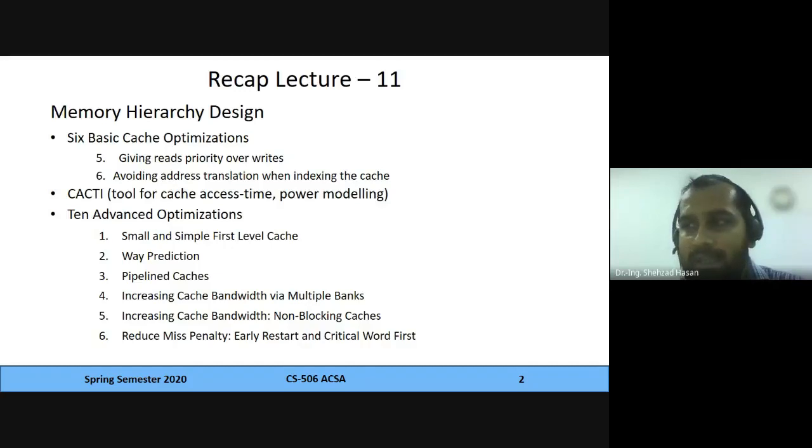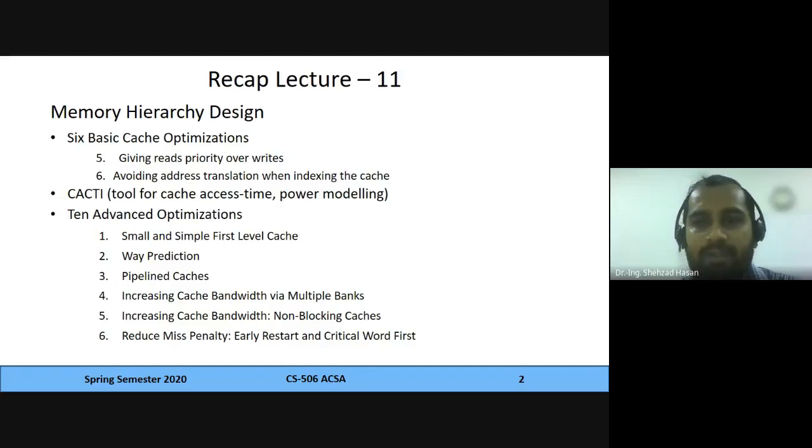Then we looked at the advanced optimizations, and there are 10 advanced optimizations. We call them advanced because we are talking about the power consumption and the bandwidth also, along with reducing the average access time. So the first optimization that we saw was to have a small and simple first level cache. The size should be small, and the mapping should be simple, that is, a direct mapped cache. So the first level should be small and simple. This is obviously going to benefit the power.